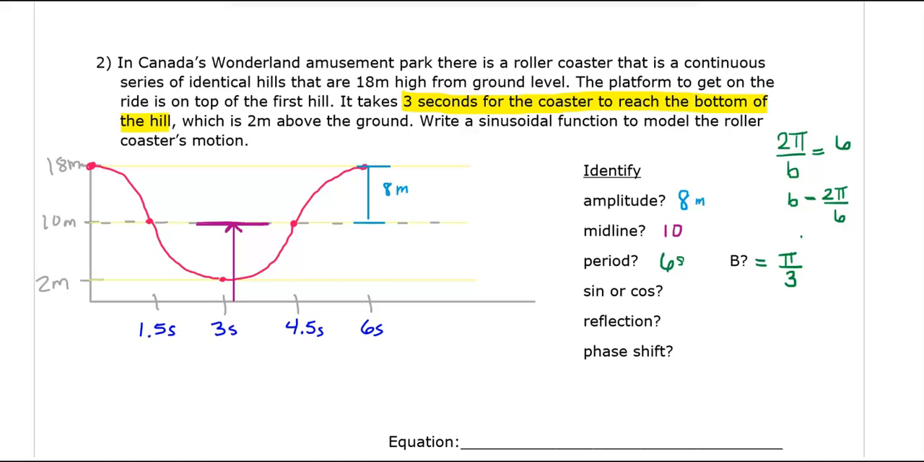So now, is this sine or cosine? Well, it looks like it's cosine to me. I mean, it doesn't get much more apparent that that would be cosine. I'm starting at a maximum, going to a minimum, coming back up to another maximum. So that's going to be cosine.